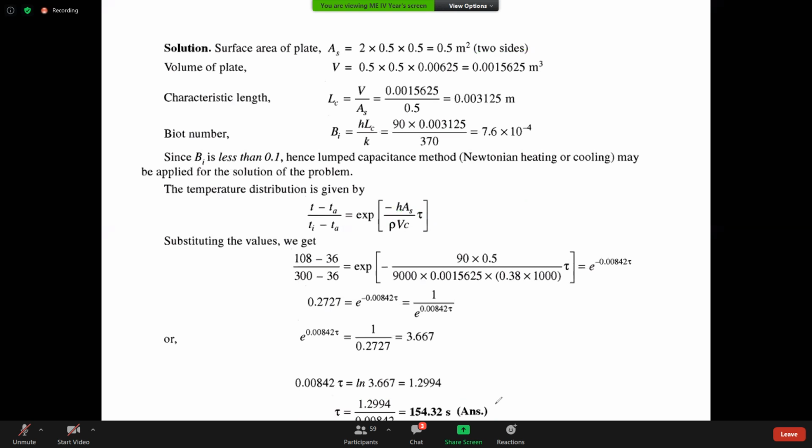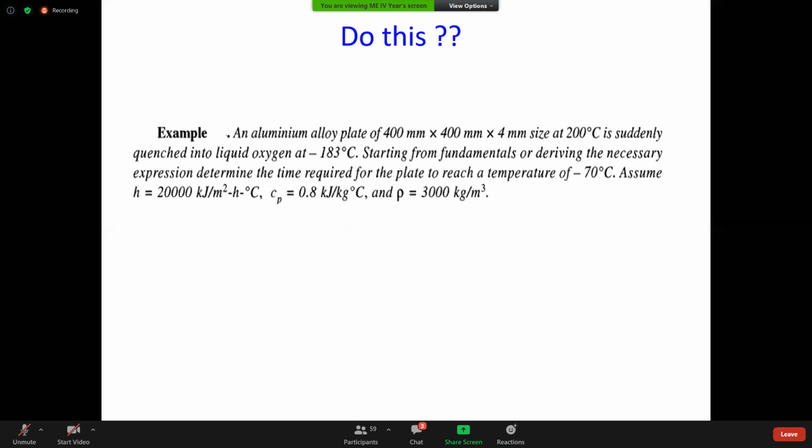See what we did here, very simple. Simply in this equation, with the help of a calculator, we can do it, varying time and temperature. Let us see the next problem so that you can understand it a little more elaborately. I said do this problem, but let us see.